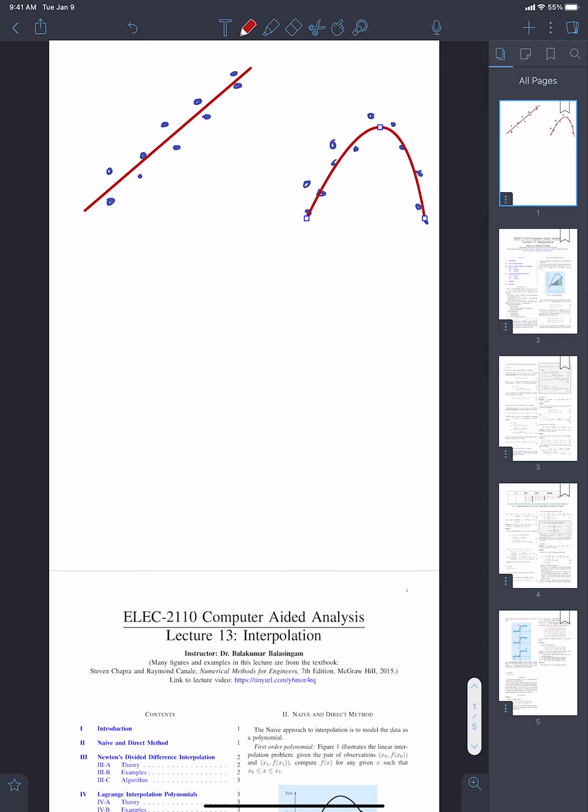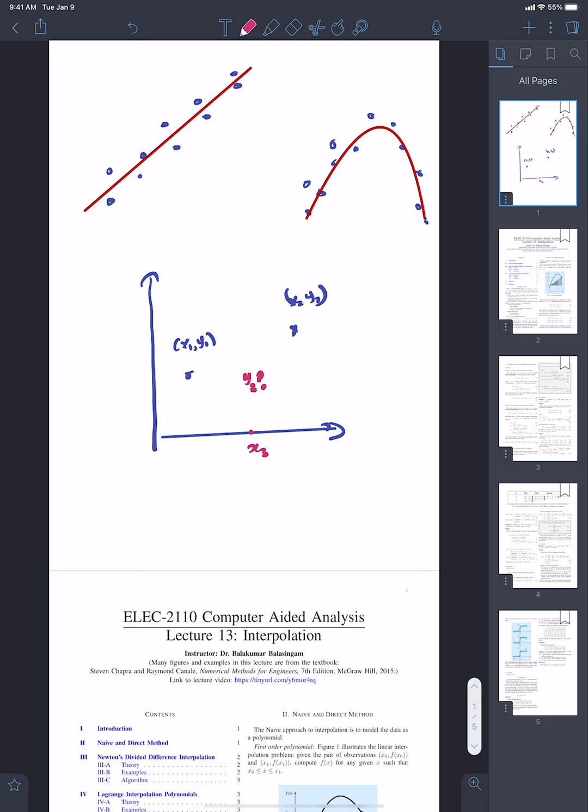But in this lecture, what we are going to do is, if you are given some points, let's say x, y, and then another point, so the first point will be x1, y1, the second one x2, y2, and then if you are given a third point, x3, where is y3 going to be? Is it here? Is it here? That is interpolation.